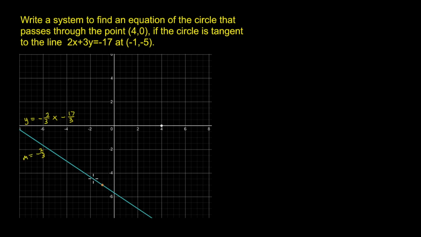And the circle is going to be tangent to this line at the point (-1, -5). If that is the case, then the center will be on the line perpendicular to this original line. This line is going to go through the point (-1, -5) and have a perpendicular slope. So it will be y + 5 = 3/2 (x + 1).